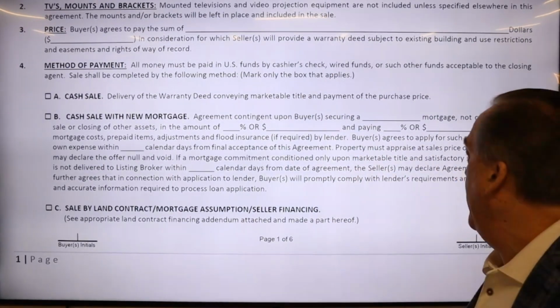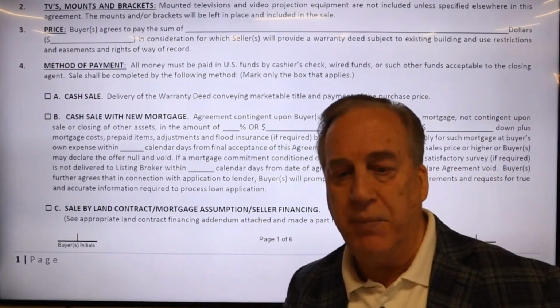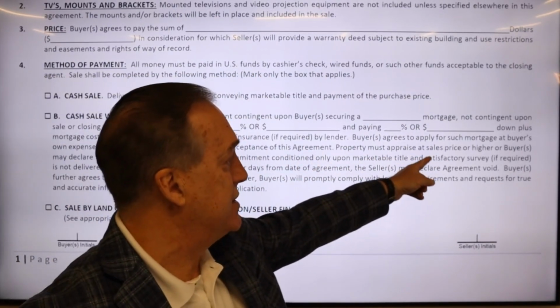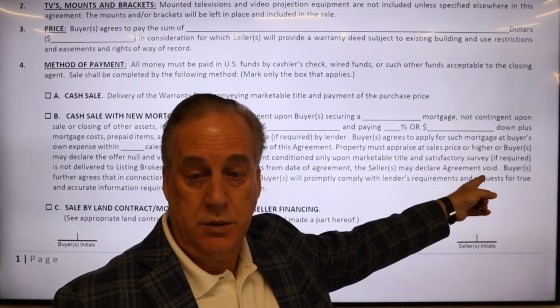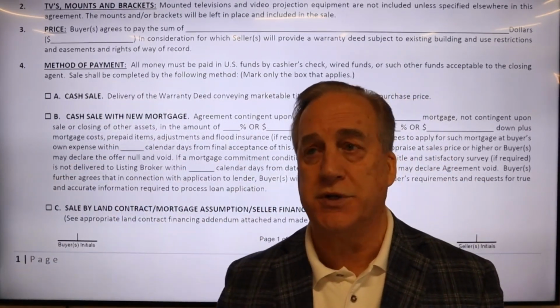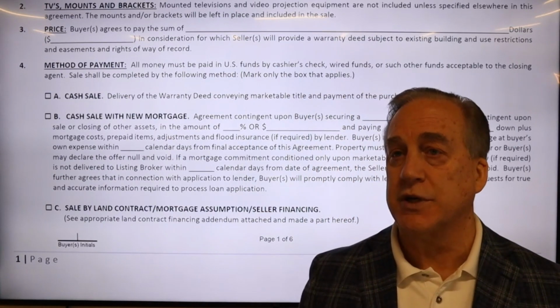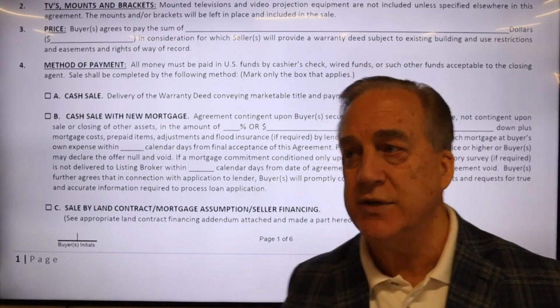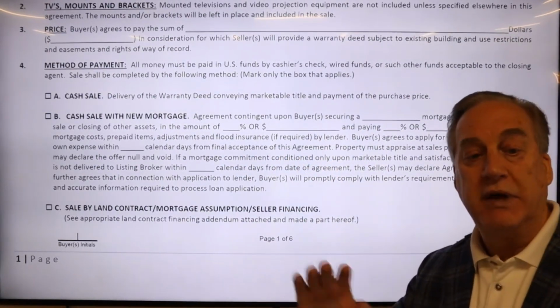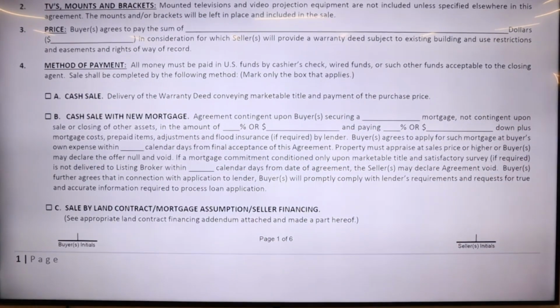Property must appraise, and this is another key part I want you to catch. Property must appraise at the sale price or higher. So the contingency of appraisal is built into the purchase agreement. If you have a buyer who's concerned, well, what if it doesn't appraise? It's in the paragraph. It's automatically in there. All you've got to do is highlight it and point it out.